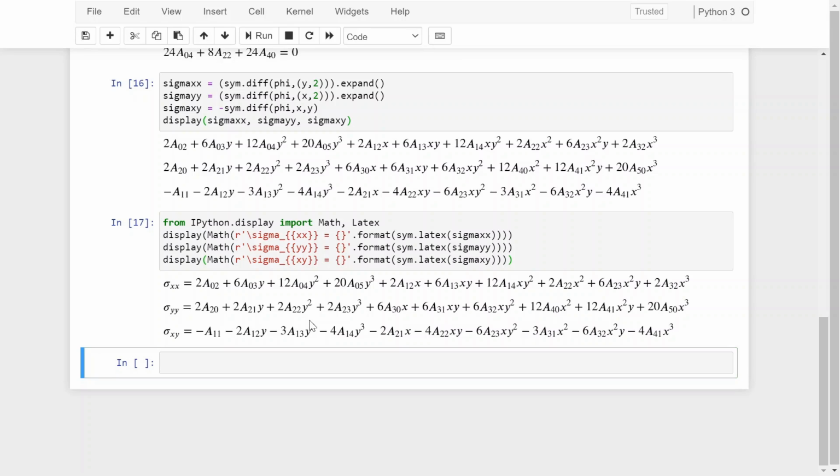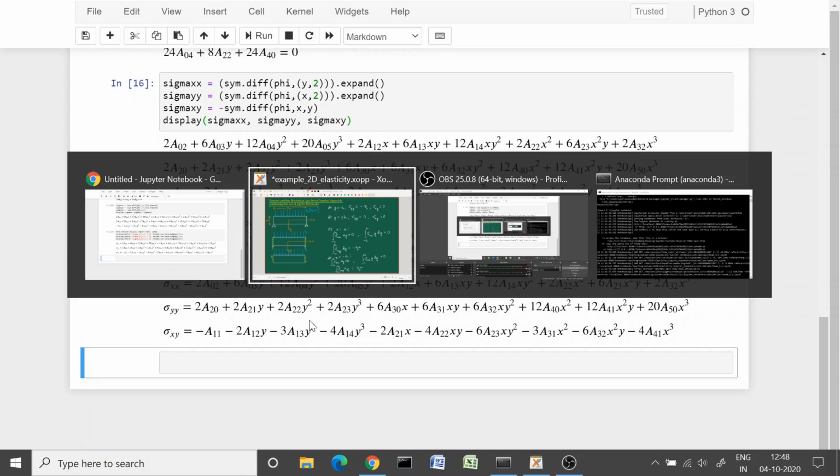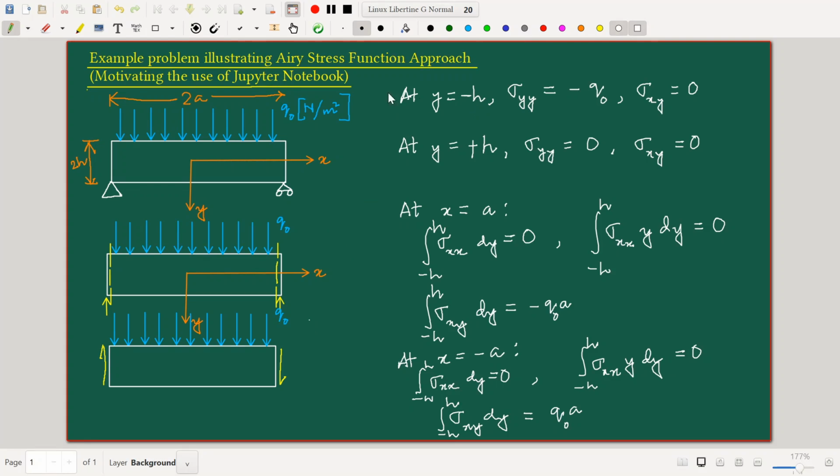So I'll press Escape and then M to change this cell to a markdown cell, and then write a little description about the boundary condition that we are just going to implement. The first boundary condition is at y equal to minus h. Let us remind ourselves again: we are going to implement this boundary condition that at y equal to minus h, sigma yy is equal to minus q naught, and sigma xy is equal to 0.